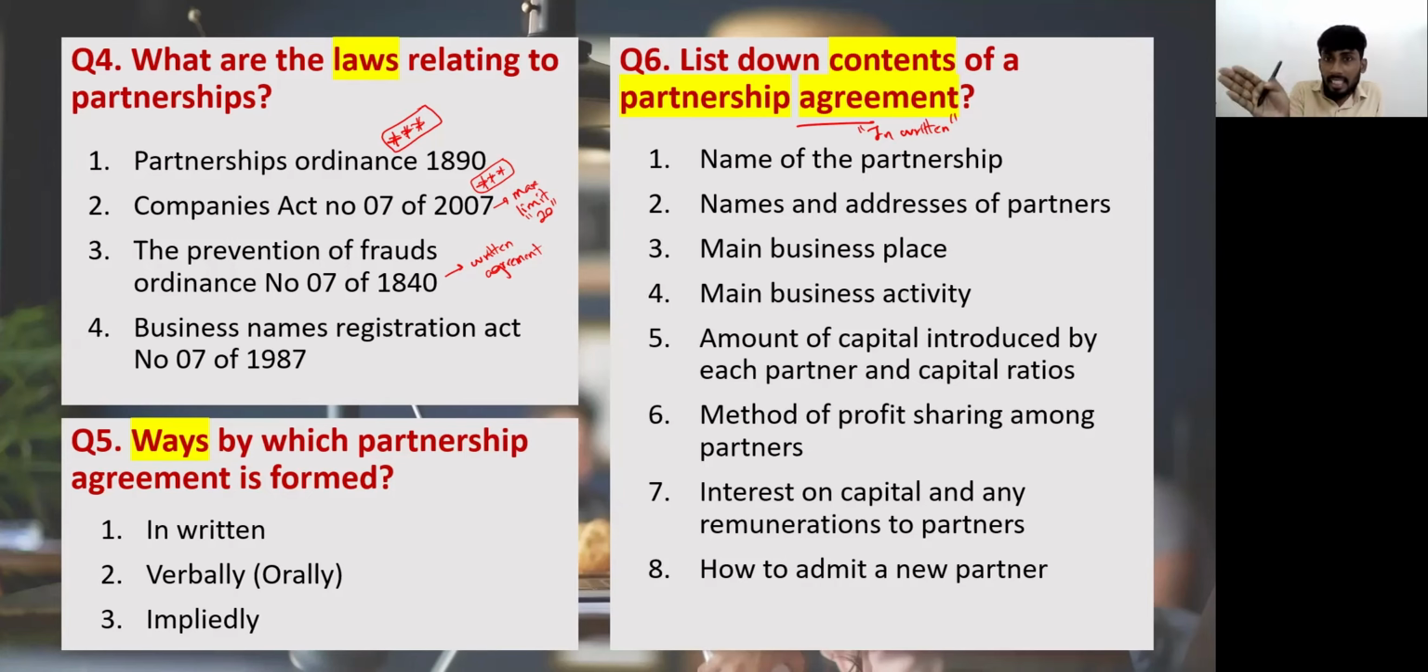So we can see the name of the partnership in the agreement, then the name and address of the partners, who the partners are, then what the main business activity is and where the business takes place, where the office or the showrooms are, and the initial capital funded by each partner, and how to share the profit. That's the riskiest thing in a partnership, no?